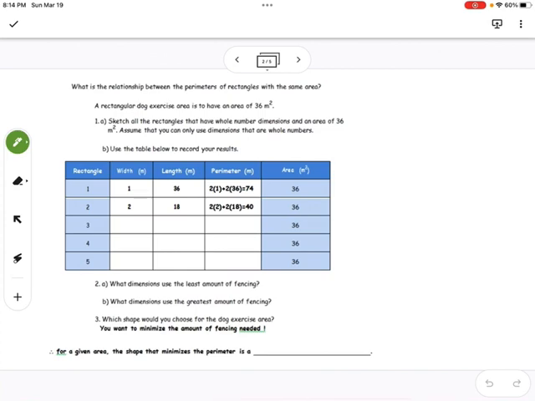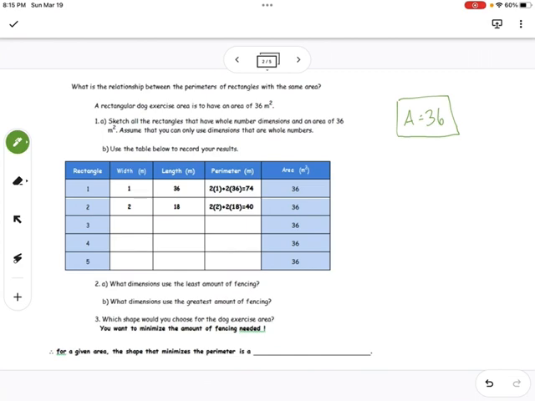Okay. What is the relationship between the perimeters of rectangles with the same area? So now we're going to be working in the opposite direction. Before we were given the same perimeter, and now we're looking at the same area. So if we have a rectangle and the area is 36 meters squared, we want to figure out all the possible rectangles that can give us an area of 36 when we're using whole numbers.